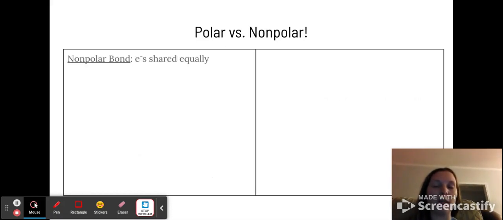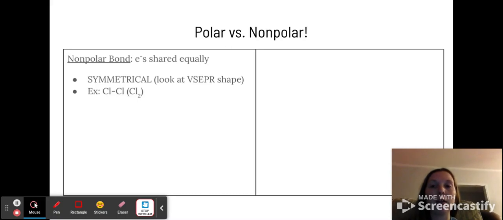So nonpolar means that electrons are shared equally. So there's an equal pull on both sides of electrons here. Your molecule, if you can draw it out and you can see a line of symmetry through your molecule, then that means it's going to be a nonpolar molecule. So just look at your VSEPR shape. Cl2 is a great example of this. It's identical atoms pulling on the same electrons, which means they're pulling with the same force, so they would have a nonpolar bond.